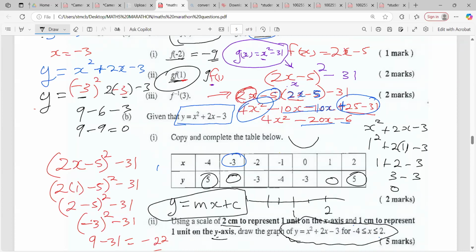But don't use the ruler to draw it. Sometimes students do that. Only the straight line graph is supposed to be done with that. I can also use a French curve if you have that, or I can just do it freehand. It's going to look something like this. It probably looks broad because all the points are 2 centimeters apart.